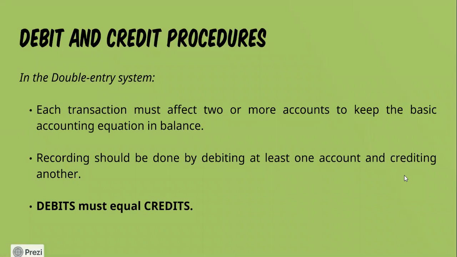Debit and credit procedures. In the double entry system, again, each transaction must affect two or more accounts to keep the basic accounting equation in balance. Recording should be done by debiting at least one account and crediting another. Debits must always equal credits. So, when you record a transaction, there should always be at least one debit account and one credit account. It is at least one, therefore you can have more than one account for a single transaction. But remember that all transactions entered in the T account should have equal debit and credit balances. Okay?